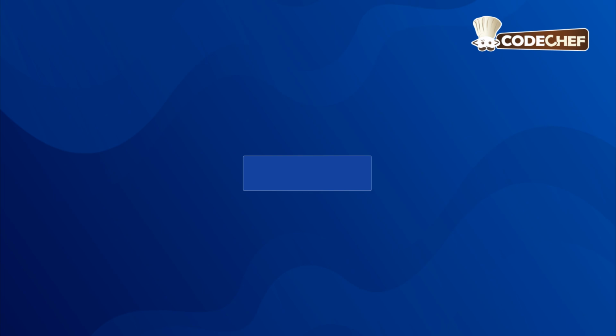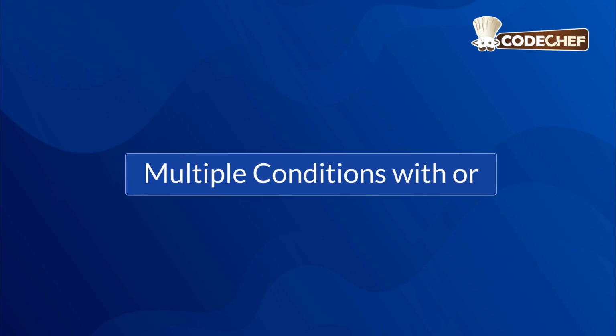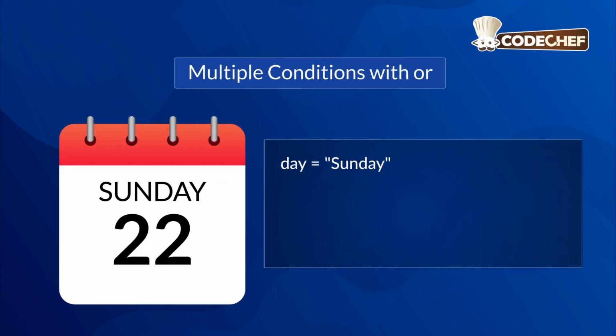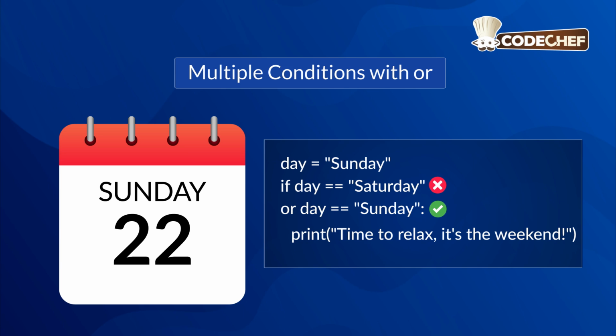But sometimes you only need one of several conditions to be true. For this, we use the OR keyword. Let's check if the day is a weekend. The first condition, is the day Saturday, is false. But the second condition, is the day Sunday, is true. Because there only needs to be at least one true condition to pass, the whole statement is true, and the code runs.